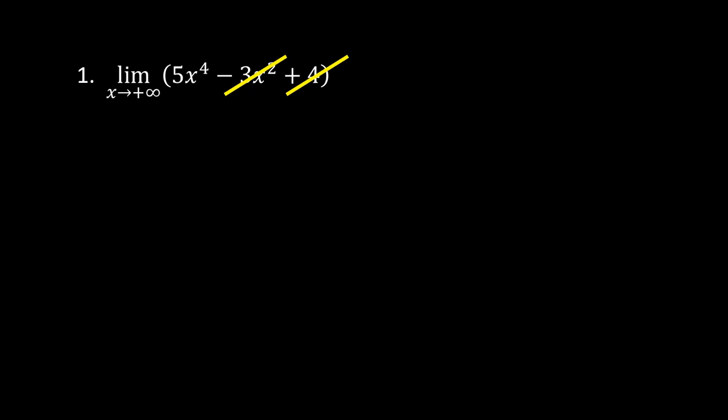Find the limit of 5x raised to the exponent of 4 as x approaches positive infinity. So this is equal to the limit of 5 as x approaches positive infinity is 5. And the limit of x raised to the exponent of 4 as x approaches positive infinity is equal to positive infinity. 5 times positive infinity is equal to positive infinity. So this can be done mentally.